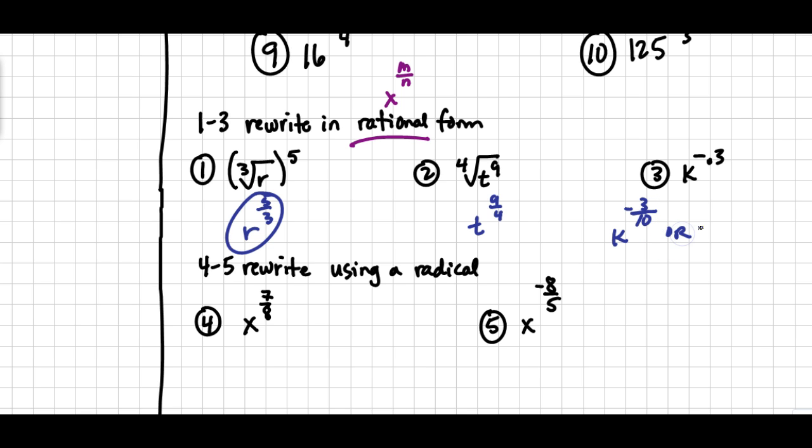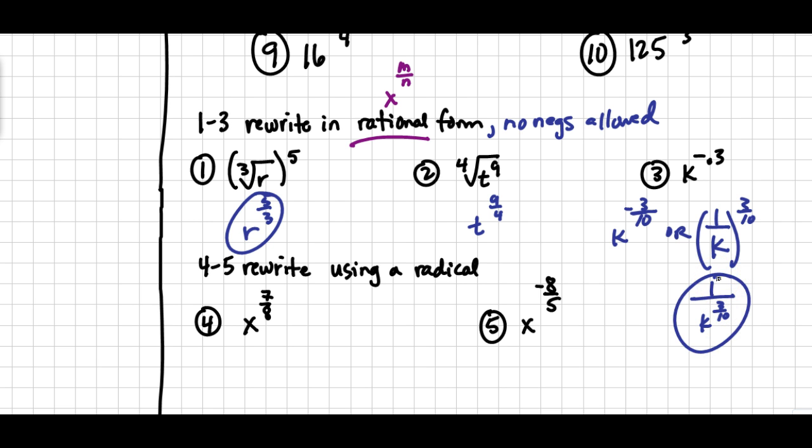Keep in mind that if the book says, rewrite it in rational form, no negatives allowed, then you would not be finished on this question. You'd have to do something about the fact that there's a negative exponent. The negative exponent will flip over the base, and now I write it as 3/10. You could also write this one so that the 3/10 was only with the k, because taking 1 and raising it to the 3/10 is still simply going to be a 1. So the most simplified version of this without any negatives is this answer here.